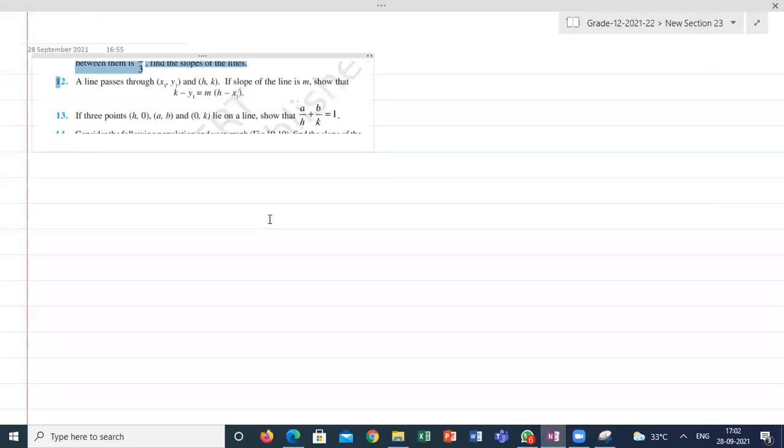A line passes through (x1, y1) and (h, k). If the slope of the line is m, show that k minus y1 is equal to m into (h minus x1). So first of all, they gave the slope and they are giving the line passing through 2 points.